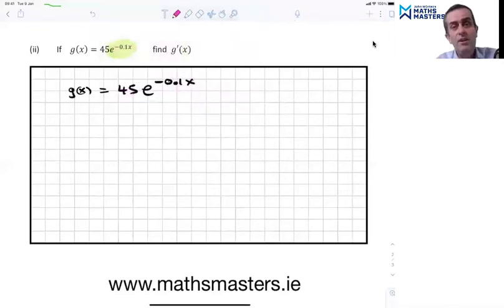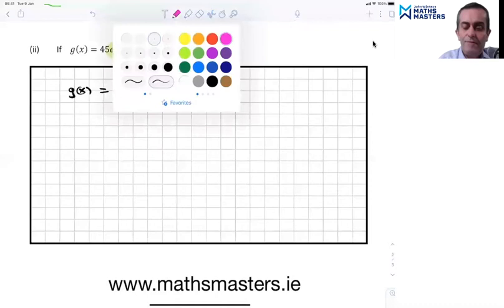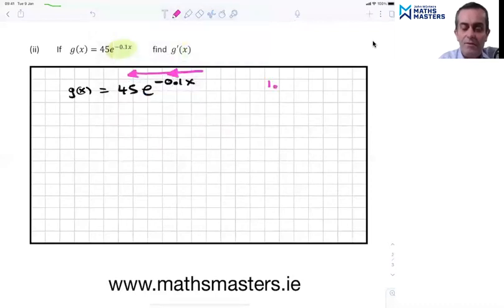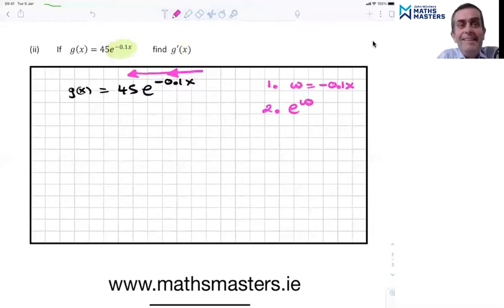Okay, we know it's the chain rule because it's not just x. Now we write a list of our functions reading from right to left. Okay? Now, as I read from right to left, the first function that I see, which I'm going to call w, is minus 0.1 multiplied by x. Okay, it's not e to the power of x, it's e to the power of minus 0.1x. Now, the second function I see is e to the power of w. Okay, e to the power of w, e itself is a function.